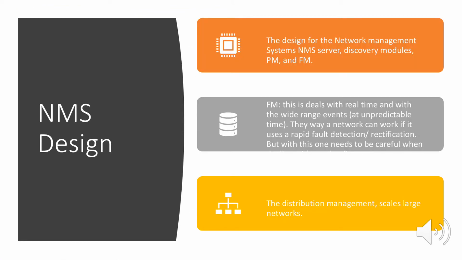NMS design. The design for the network management system includes discovery modules, PM, and FM. FM deals with real-time and wide-ranging events at unpredictable times. A network can work if it uses rapid fault detection and rectification, but it needs to be careful when loading. This distribution management scales to large networks.